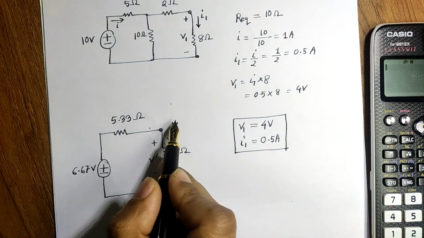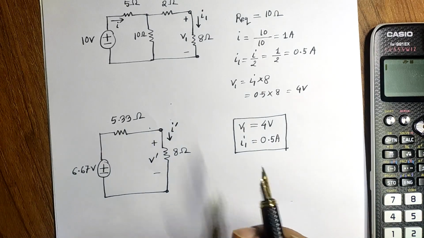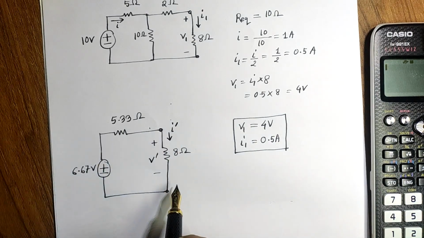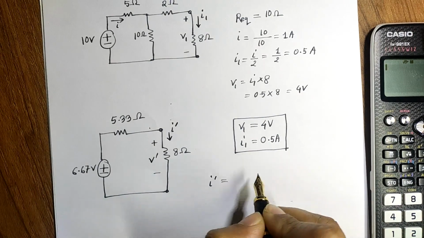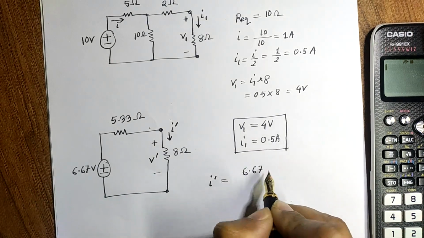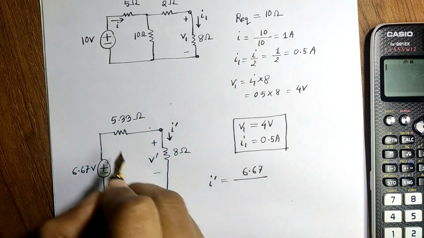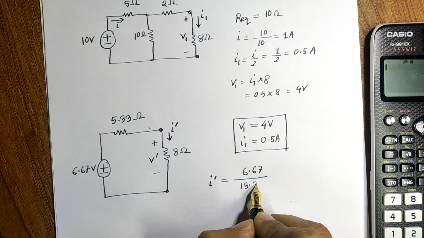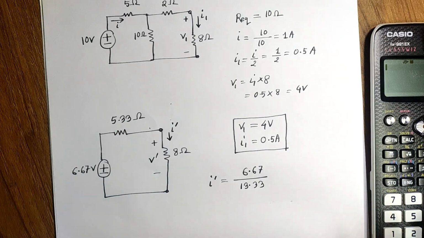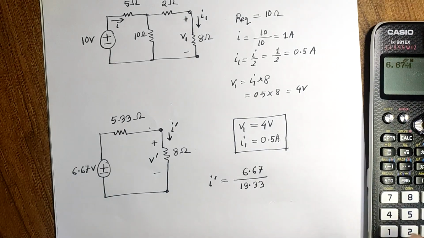We can find the value of I prime very easily because now there is only one branch here. So in order to find the value of I prime, we can just divide the voltage by the overall resistance, which will be 13.33, and let's see what we get.